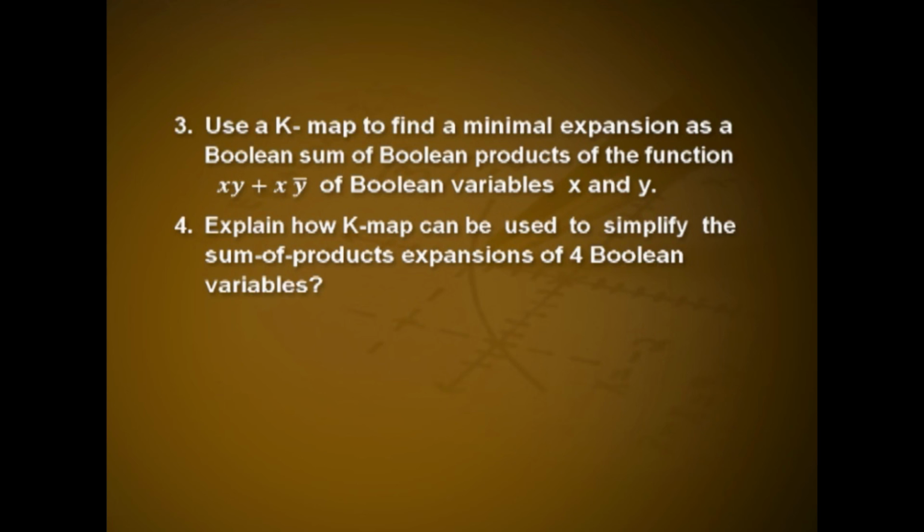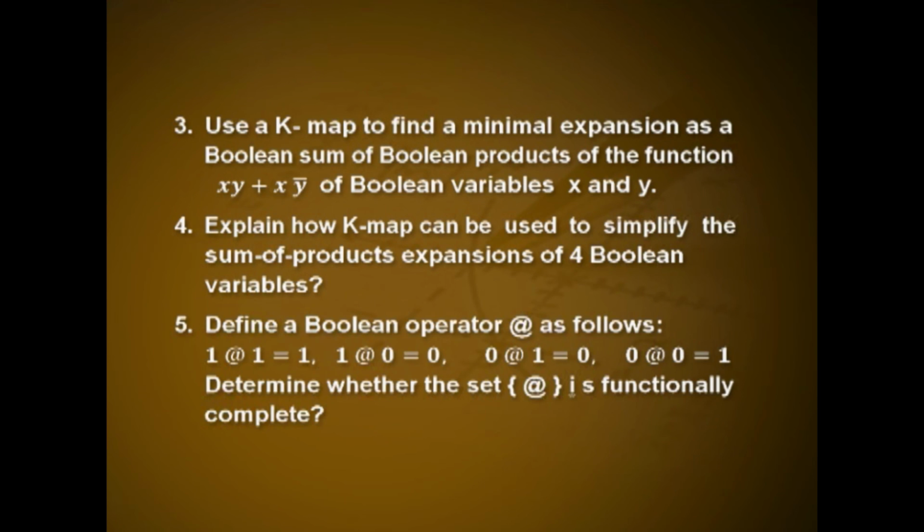Fourth one, explain how K-map can be used to simplify the sum of products expansions of 4 Boolean variables. Fifth one, define a Boolean operator at the rate as follows: 1 at the rate 1 is equal to 1, 1 at the rate 0 is equal to 0, 0 at the rate 1 is equal to 0, and 0 at the rate 0 is equal to 1. Determine whether the set at the rate is functionally complete.